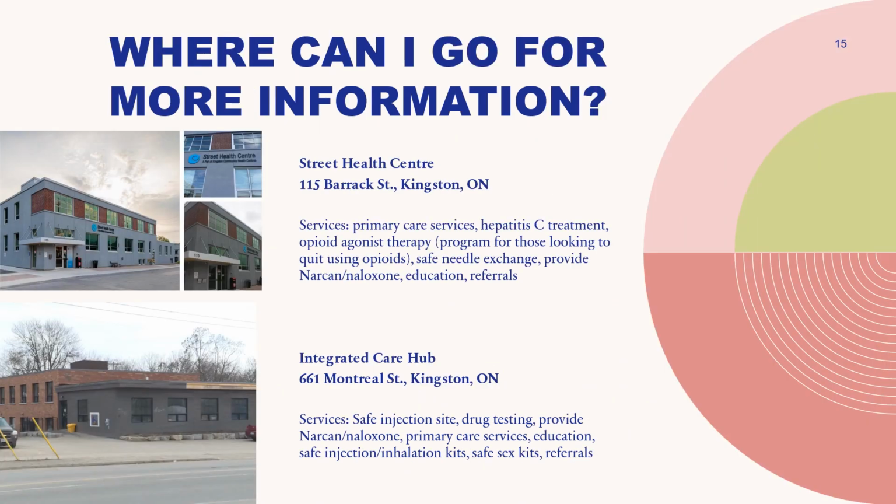So where can you go to access more information? So we put a couple of sites up there that are important. The first one that we listed there is the Street Health Center. It's located at 115 Barrack Street here in Kingston. So their services, they provide primary care services, so that would be the type of thing that a family doctor would typically do. Hepatitis C treatment, opioid agonist therapy, which is a program for those looking to quit using opioids or lower the amount of opioids that they're using.